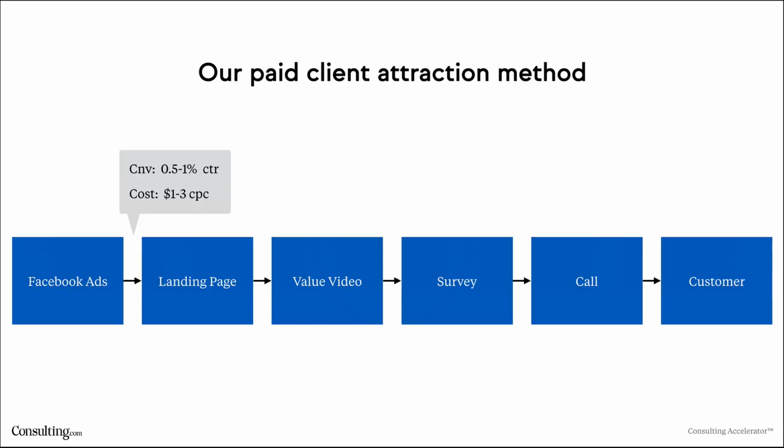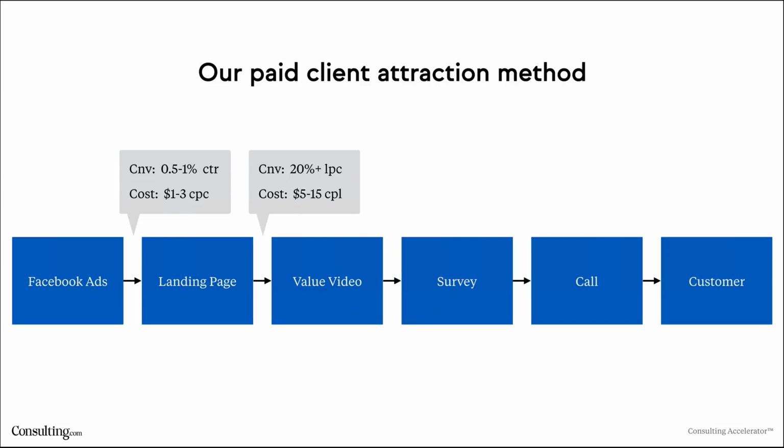And so what I've given you with these numbers on the screen here are the ranges in which most of the successful students inside this Consulting Accelerator program land. With pretty much all of the campaigns and all of the funnels I've looked at, people typically have a click-through rate between 0.5% and 1%. Obviously, if you have one that's better than 1%, awesome. But you can't really have one that's worse than 0.5%. And the typical cost per click is between $1 and $3.